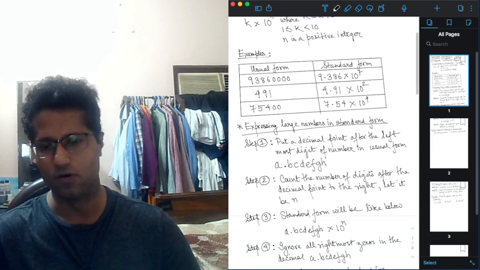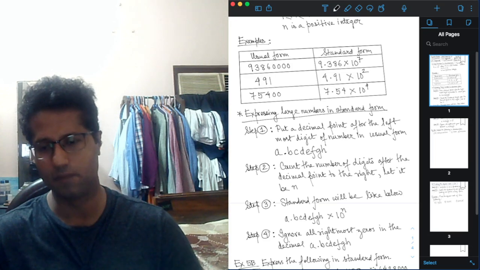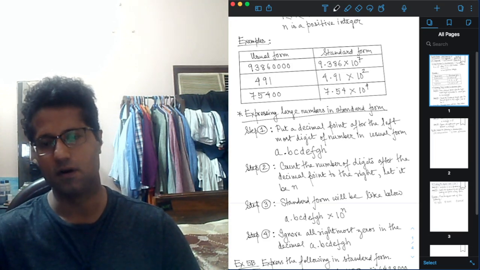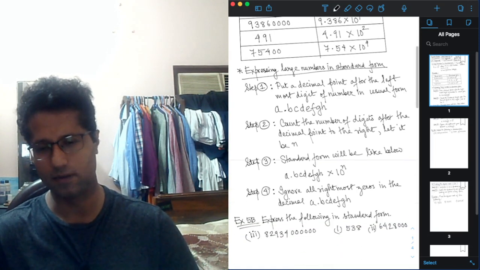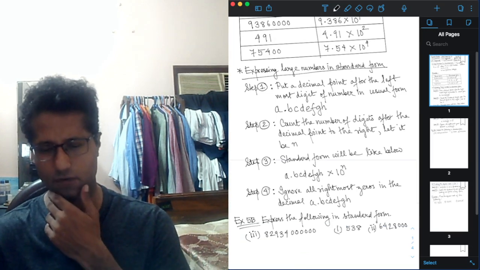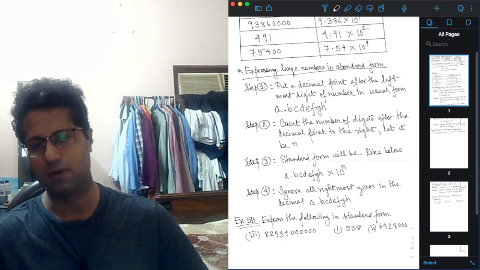Now the standard form of the number will be A dot B, C, D, E, F, G, H into 10 to the power n, where n is the count of the digits to the right of the decimal point after you have put the decimal point in step 1. So after step 3, you get the standard form A dot B, C, D, E, F, G, H into 10 to the power n.